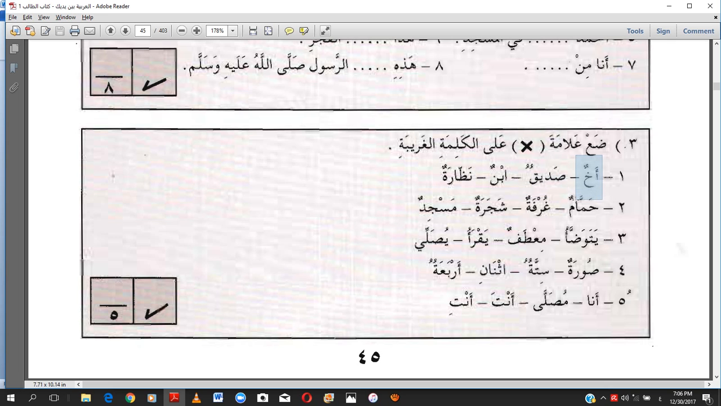Because أخ, remember how to spell this one. ما معنى أخ؟ وما معنى صديق؟ وما معنى ابن؟ وما معنى نظارة؟ You say news? لا. Glasses. Nadhir is a warner. يعني إنا أرسلناك بشيرا ونذيرا وداعيا إلى الله وسراجا منيرا.